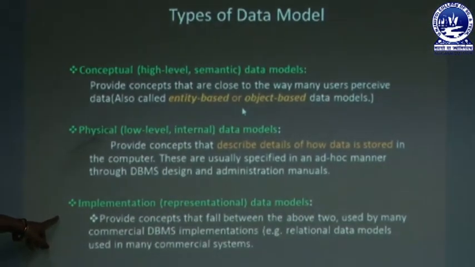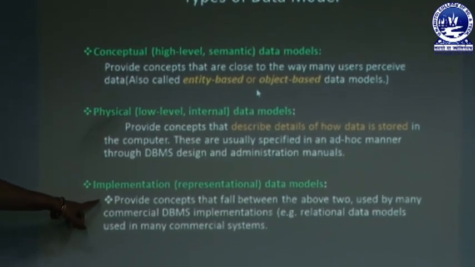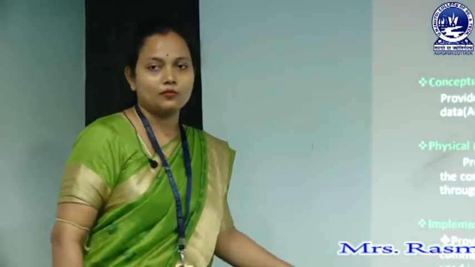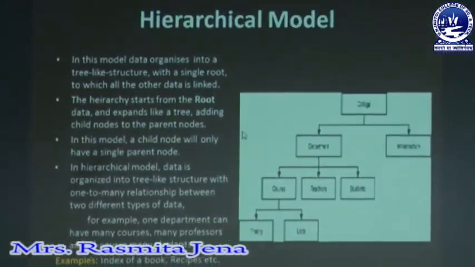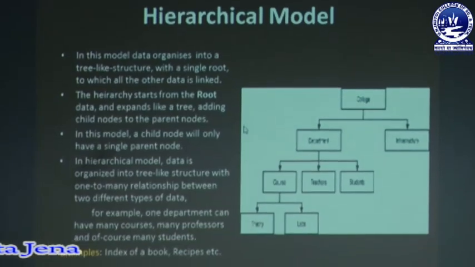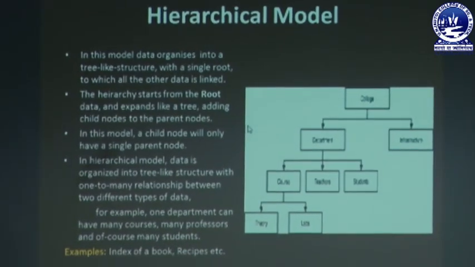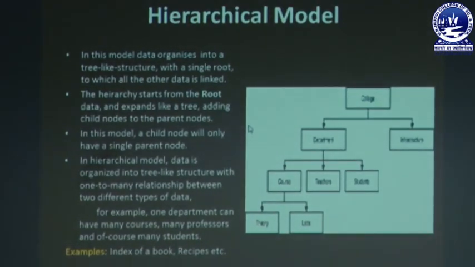Last one is the implementation data model. Implementation data model provides concepts that fall in between the above two data models, and it is used by many commercial DBMS implementations. The subcategories of data models are as follows: hierarchical data model, network data model, entity relationship data model and relational data model.